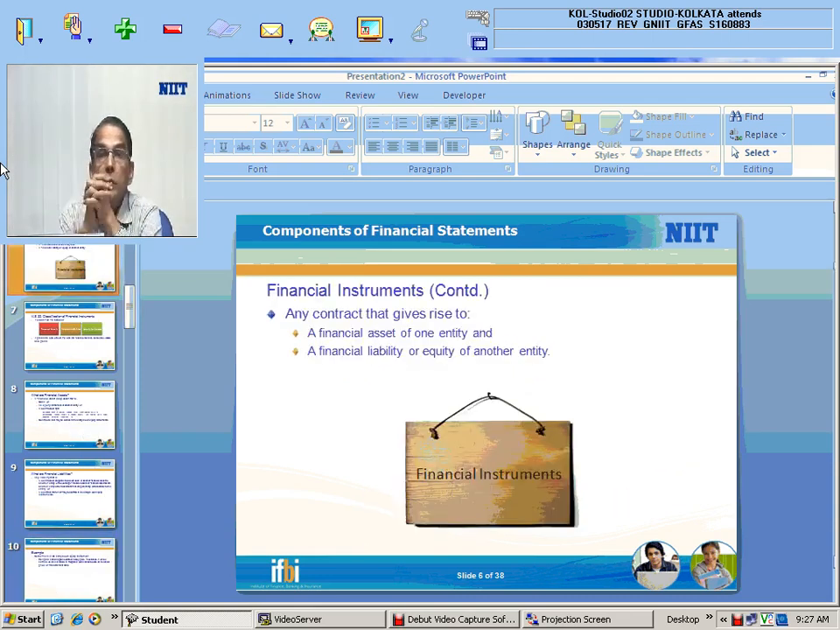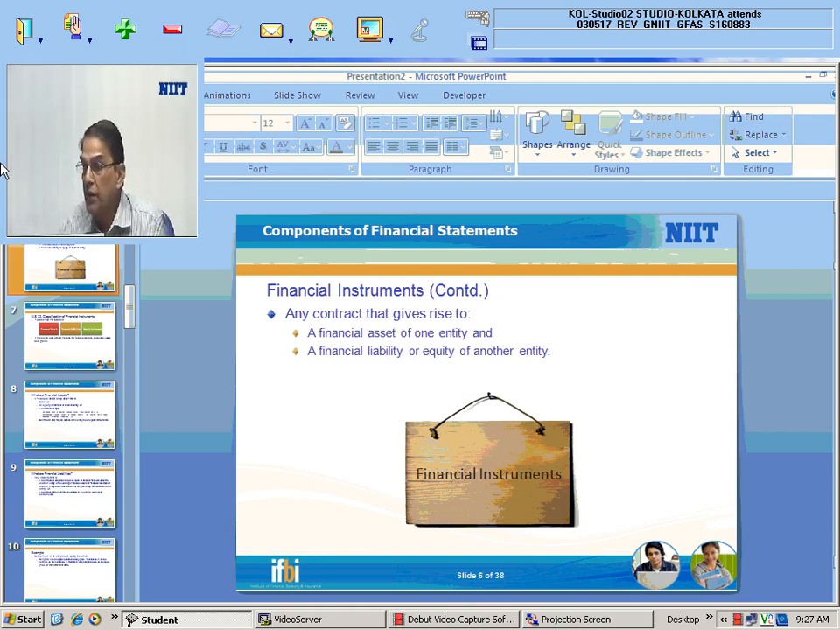Any contract that gives rise to a financial asset of one entity and a financial liability or equity of another entity is called a financial instrument. The contract which gives rise to a financial asset of one entity and a financial liability or equity of another entity is called a financial instrument.